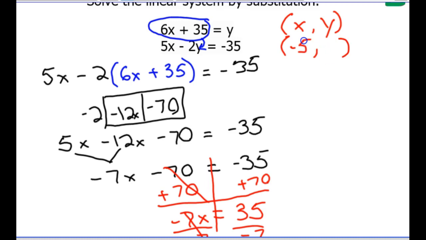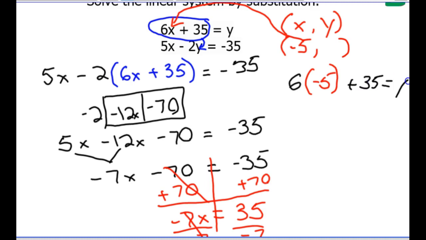So what we're going to do is replace this -5 in for one of our x's. Let's just take it for this one because we already have y by itself. So then our problem is going to look like this. 6 times -5 plus 35 equals y.